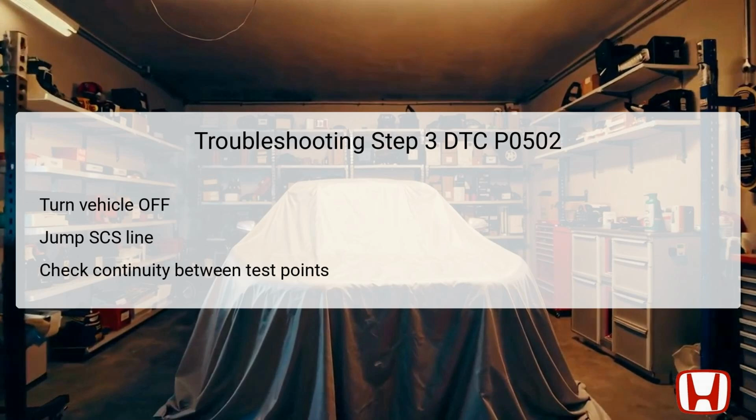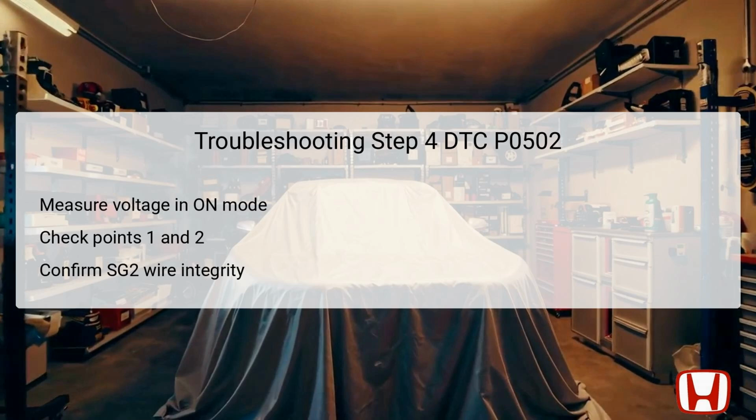For this step, you're checking the integrity of the SG2 line within the circuit. Ensure the vehicle is in on mode and the CVT speed sensor's 3P connector is still disconnected. Now, focus on measuring the voltage between 2 specific test points. You will check between female terminal number 2 and terminal number 3 of the CVT speed sensor connector. You're looking for a voltage reading around 5 volts.